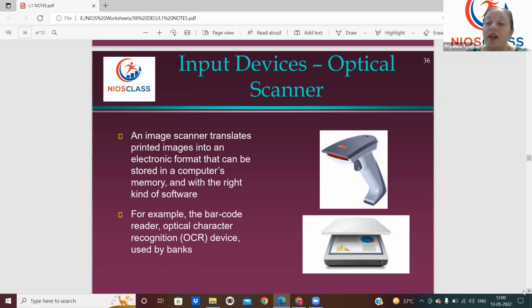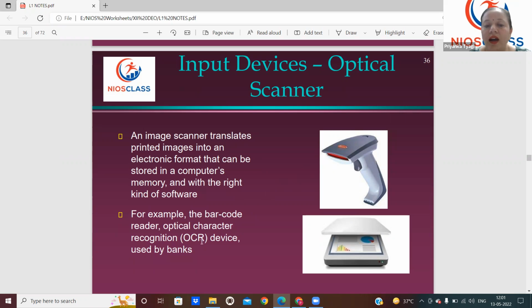There are different examples of scanning devices, like the barcode reader. You may have visited a departmental store or mall before. After shopping, when you go to the billing counter, they have a handy device to read the barcode. So what is a barcode? They are thick and thin lines. And optical character recognition is a device used to read characters and convert them into digital text.